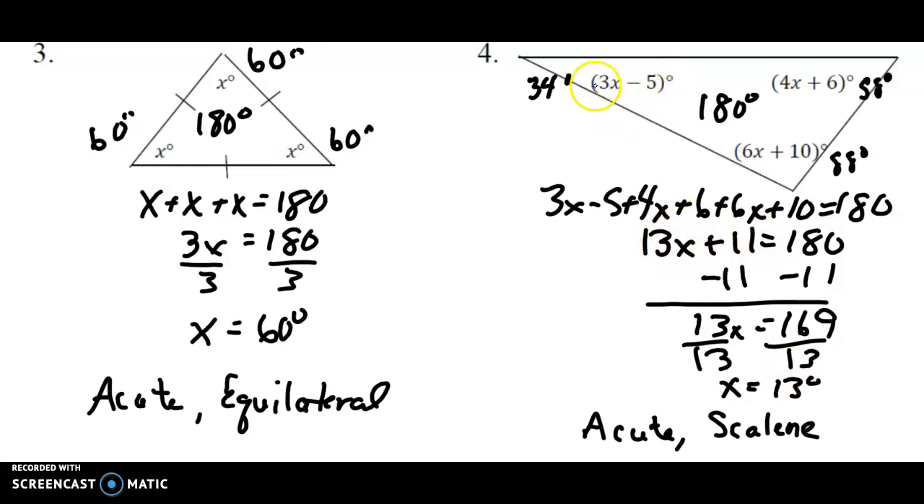And then using your calculator, you plug 13 into these. So 3 times 13 minus 5, that's 34. 4 times 13 plus 6 is 58. And 6 times 13 plus 10 is 88. Again, naming it: acute, acute, acute, so an acute triangle. None of the sides are the same. There are no markings to indicate that they are. So that would be a scalene.